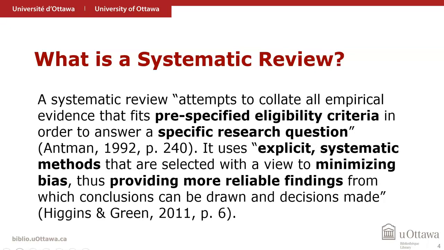What is a systematic review? A systematic review is a type of literature review, but is more comprehensive and rigorous. A systematic review attempts to collate all empirical evidence that fits pre-specified eligibility criteria in order to answer a specific research question. It uses explicit, systematic methods that are selected with a view to minimizing bias, thus providing more reliable findings from which conclusions can be drawn and decisions can be made.